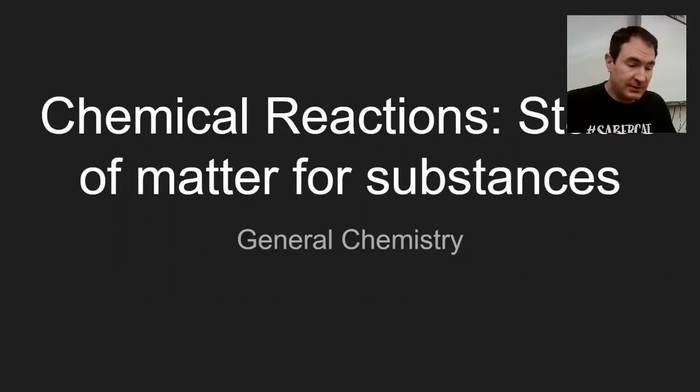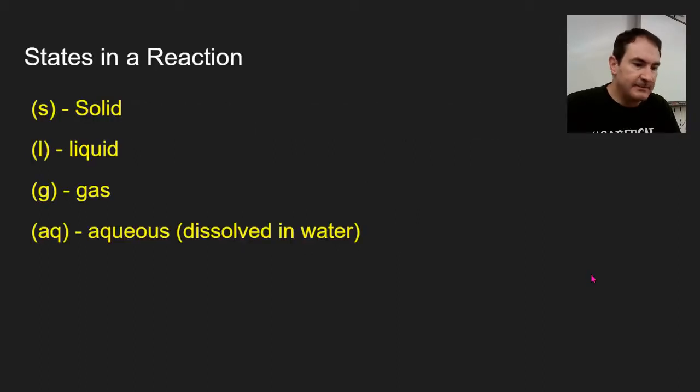Because let's be honest, there's a whole bunch of different substances we'll see in chemical reactions. So how do we know if they're a solid, liquid, gas, or aqueous? And that's what today's lesson will be about. So first of all, there are 4 typical states of matter in a chemical reaction.